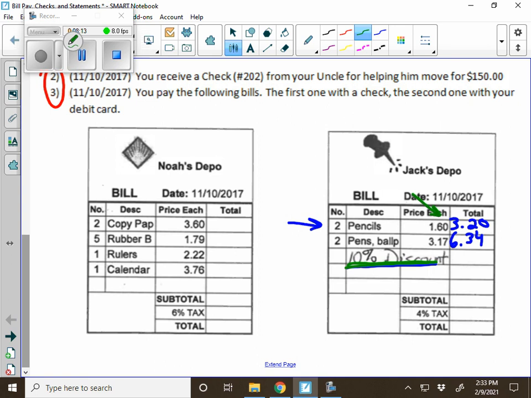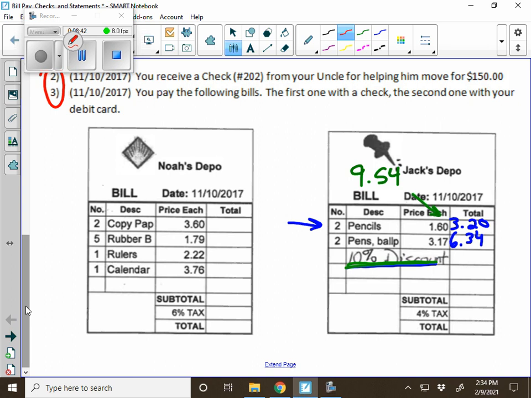Same thing with the ballpoint pen. You know, classic markup is the Nike shoes. It could probably cost $15 to $20 to make those Nike shoes, but they mark them up, so it's $100, $150. That's the markup price. So the price you pay is retail. The price that that individual company pays is wholesale. So I add those two up, those $3.20 and the $6.34 to get $9.54.